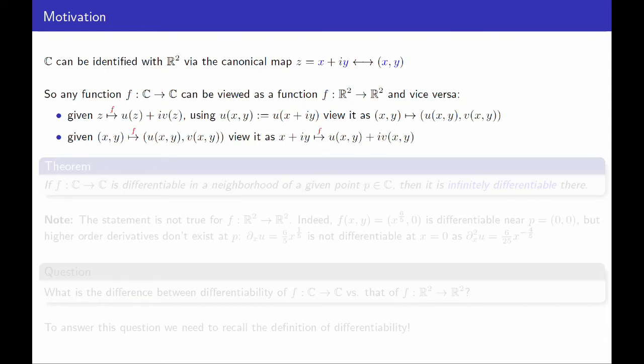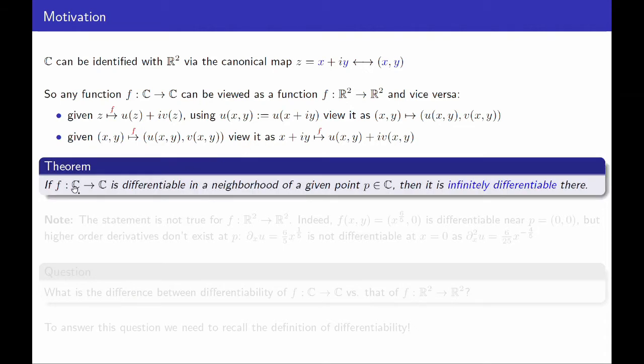It is a famous result in complex analysis that if we have a function that takes C to itself and is differentiable in a neighborhood of a given point p, then it is infinitely differentiable there. So existence of one derivative implies that you can differentiate it infinitely many times. Now this is a very strong statement, which is not true for real valued functions.